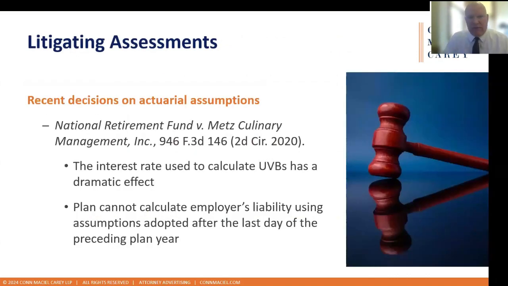Another decision was this Metz Culinary Management, where an employer challenged the calculation of withdrawal liability and the actuary's use of assumptions that were adopted after the last day of the preceding plan year, meaning after the date of the withdrawal. And the 2nd Circuit said that the actuary could not properly use rates that were adopted after the withdrawal. So pay attention to that.